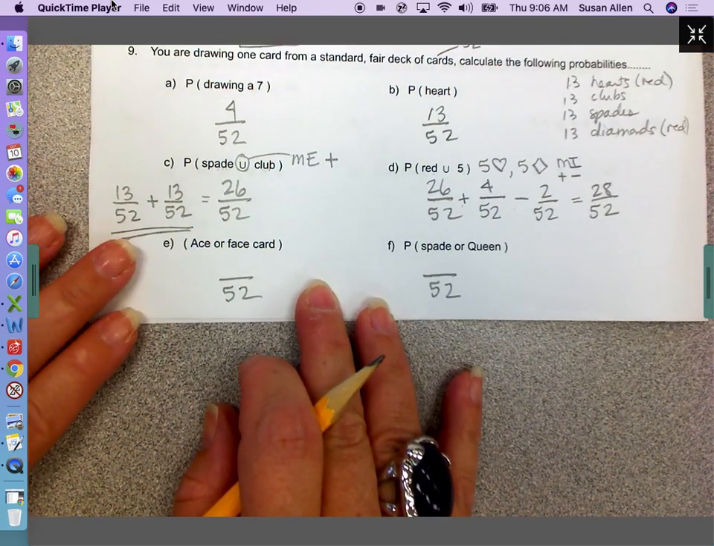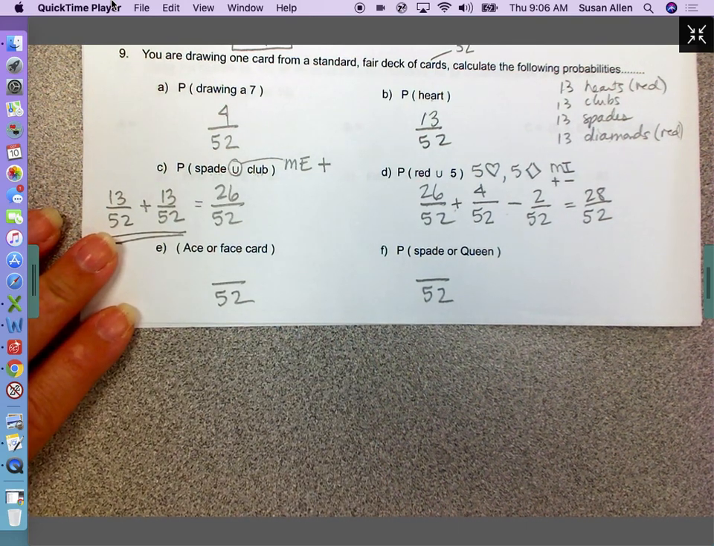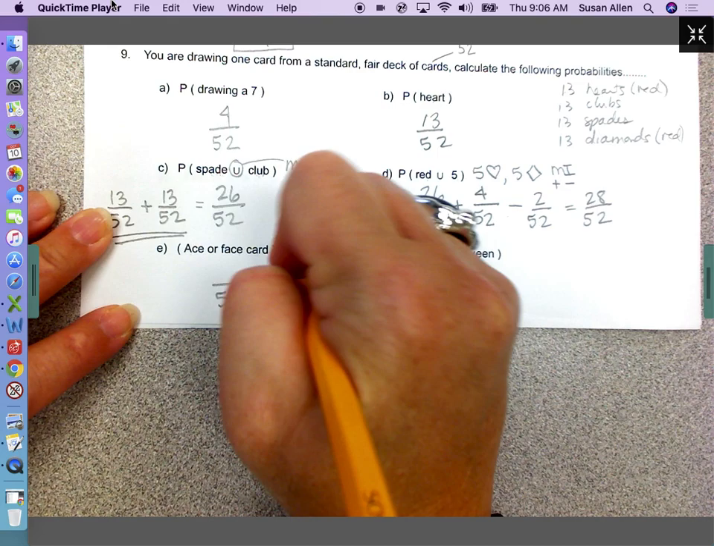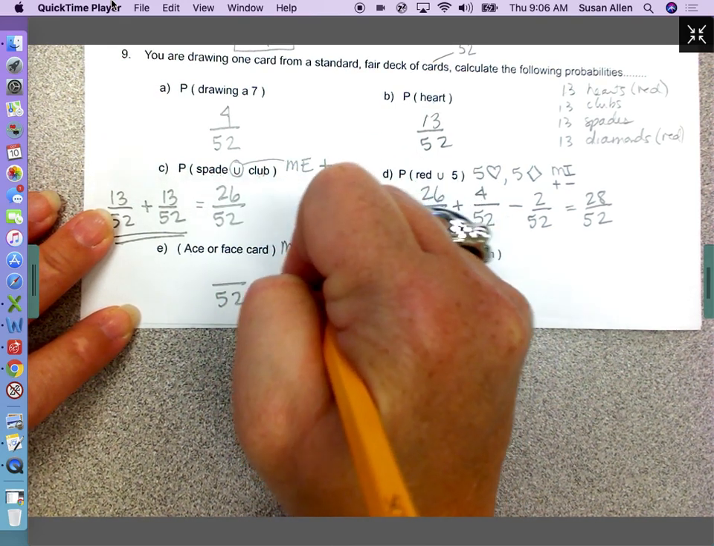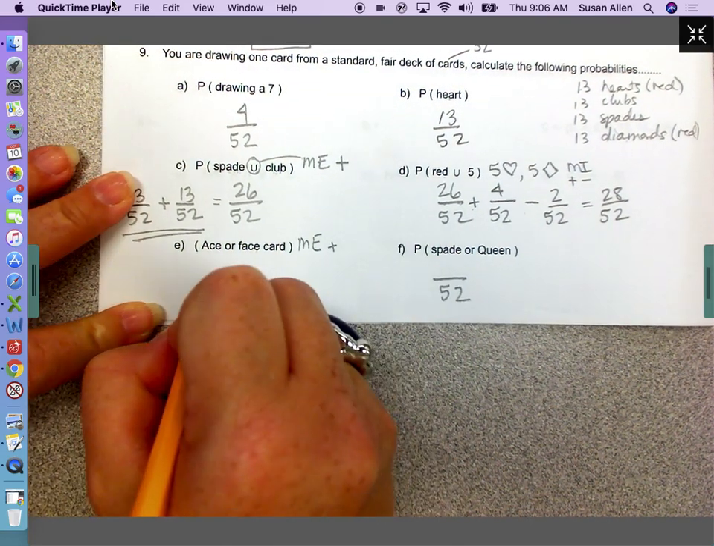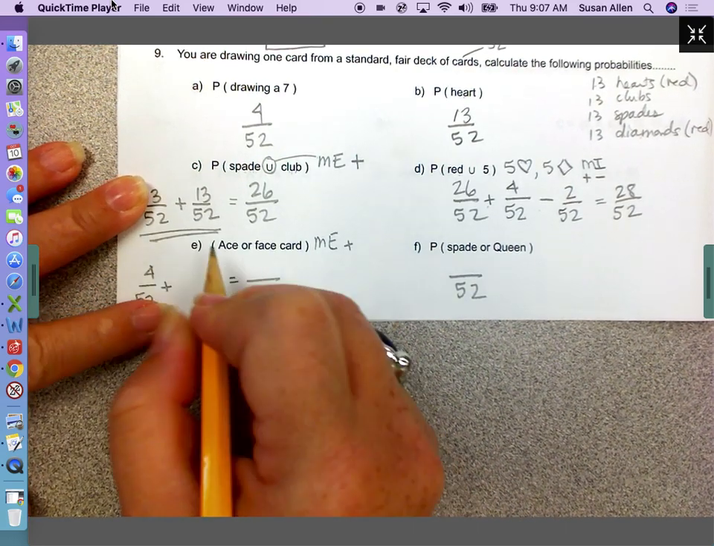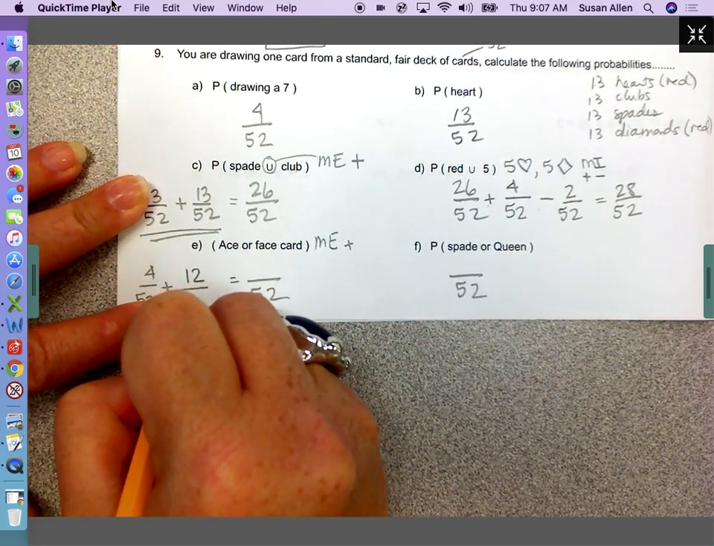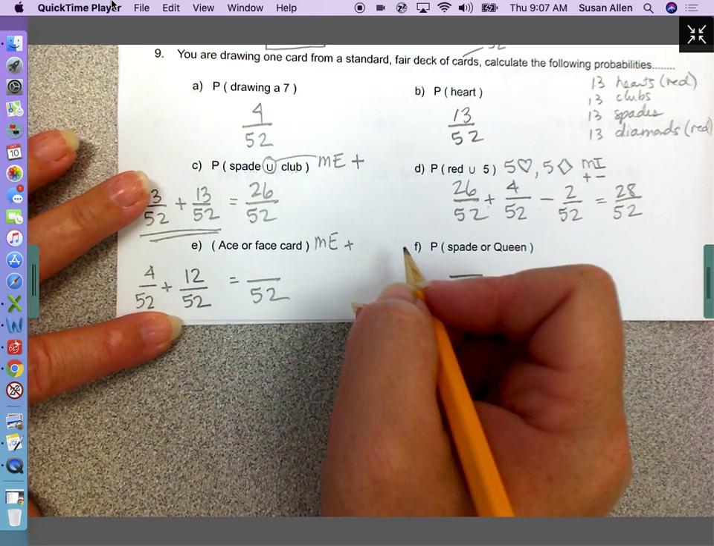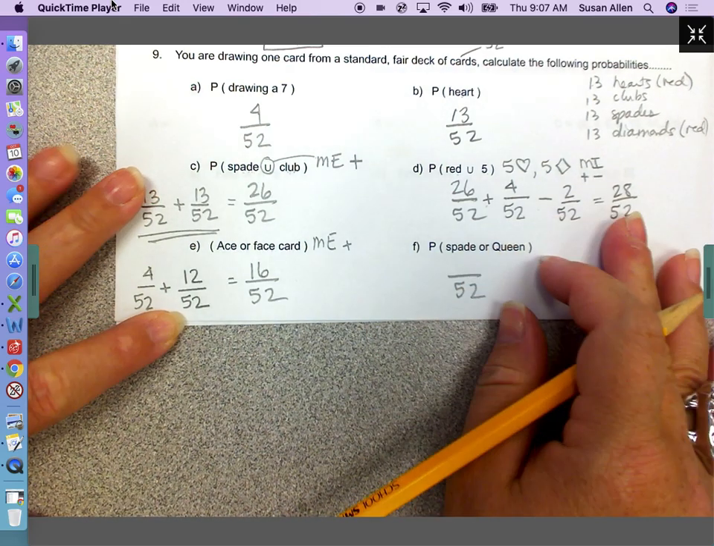Next, you are asked, what is the probability of getting an ace or a face card? So again, decide if it is mutually inclusive or exclusive. Can I have a card that is both an ace and a face card at the same time? No. So these are mutually exclusive, so all I have to do is add the probability of each. The probability of getting an ace is 4 out of 52. The probability of getting a face card is 12 out of 52. Add your numerators and we get 16 out of 52.